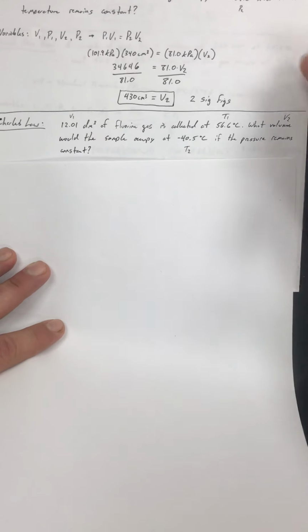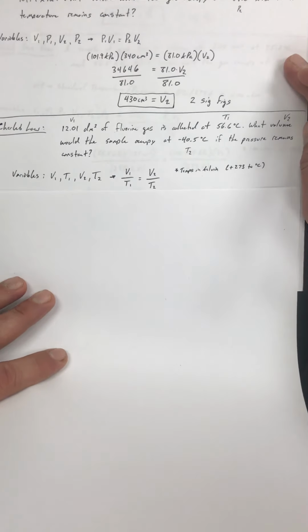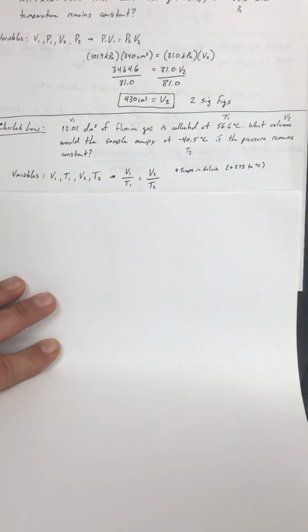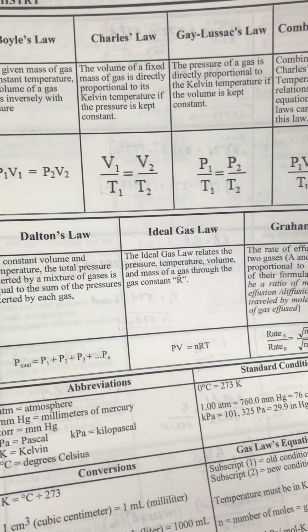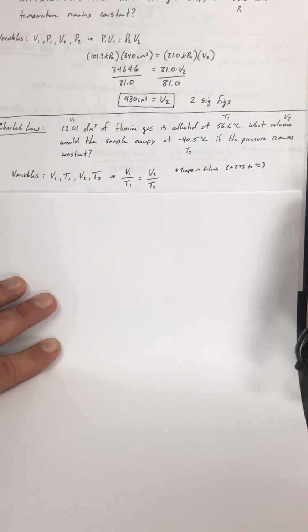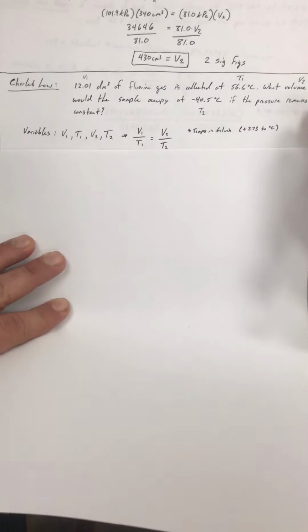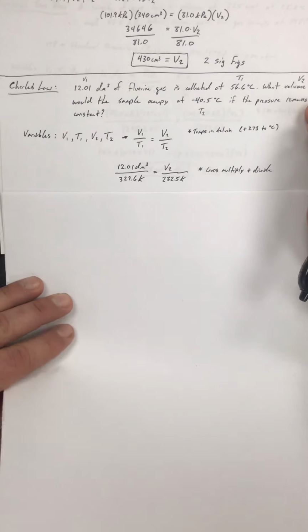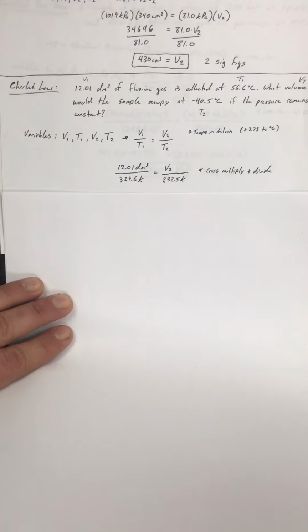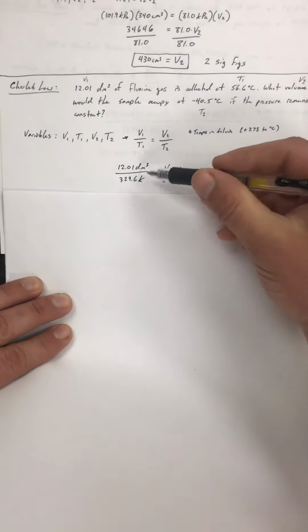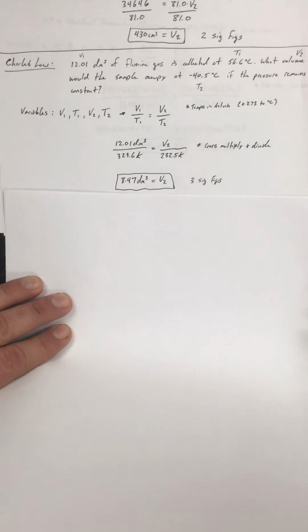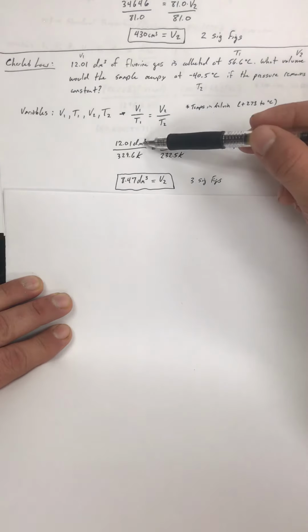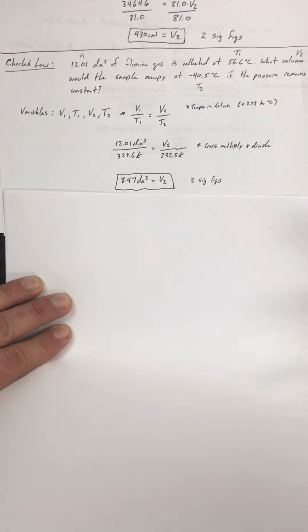So, going through, annotating, keeping track, the variables we have are 2 volumes, 2 temperatures. Looking at our formula sheet, V1 over T1 equals V2 over T2. That would be Charles's Law. And then, it's just a matter of plugging it into the formula, cross multiply and divide, and sig figs, we would end up with 8.47 cubic decimeters. So whatever unit you start with will be the unit you end with.